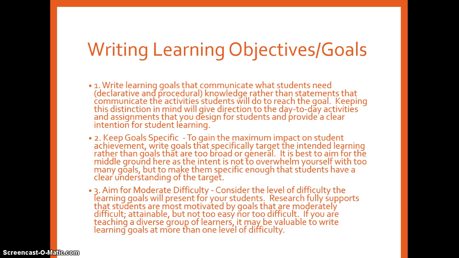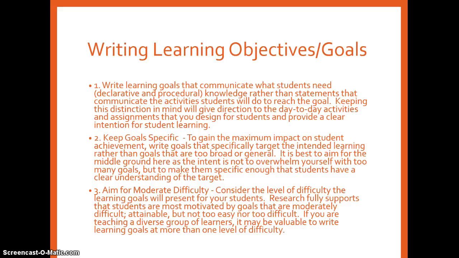When you're writing a learning objective, there are 3 main criteria. You want to write learning objectives that communicate what type of knowledge students need, rather than a statement that communicates the activities. It's important to focus on the knowledge and not necessarily what they're going to be doing.